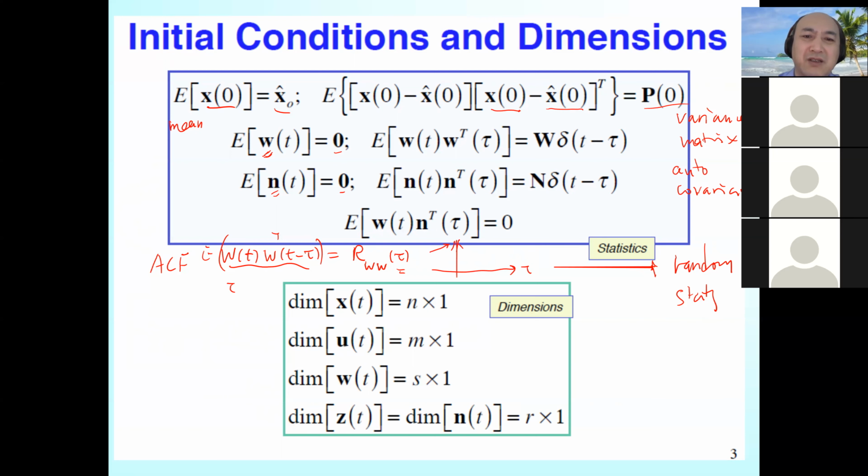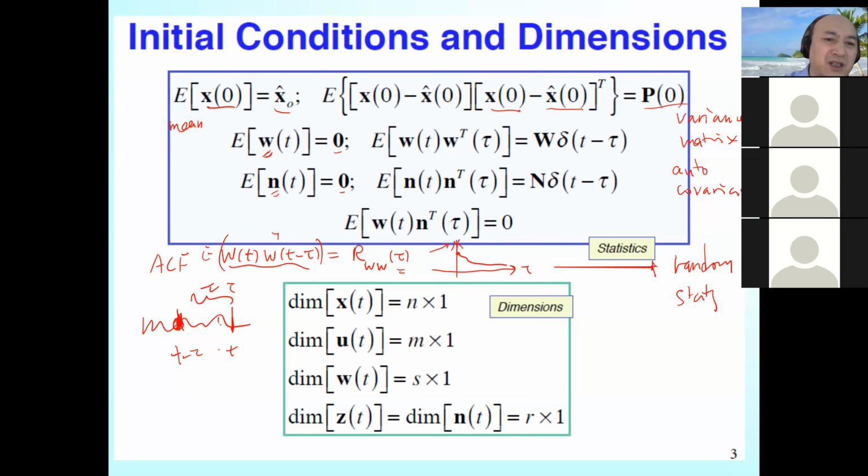Usually R_W(tau) looks something like this. When tau is 0, it's something here, and when tau is big, it goes there. So that means this process has T minus tau and T here, and the distance is tau.